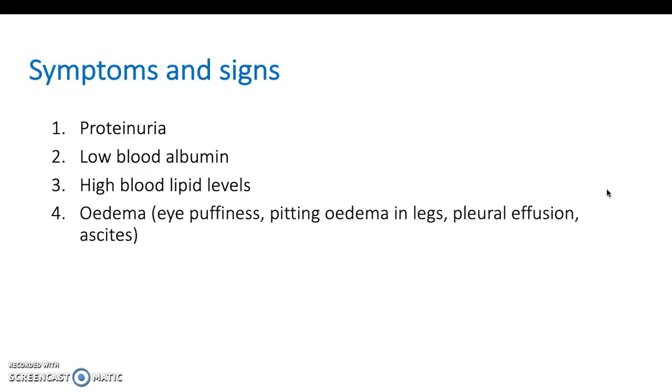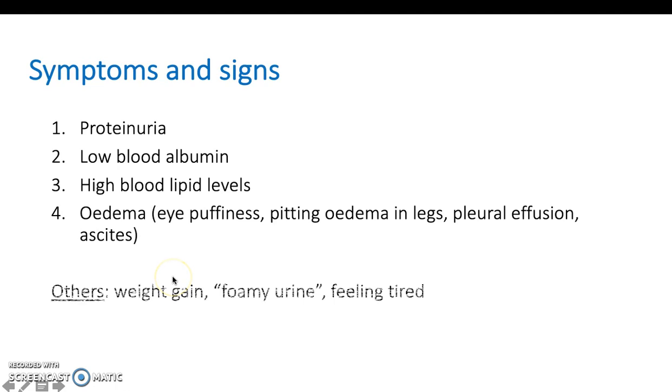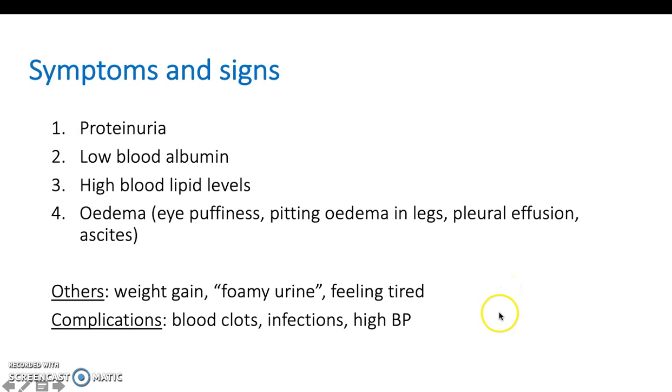So some symptoms and signs, these are the main things you've got to look out for. So protein in the urine, low blood albumin because it's all going out in the urine, high blood lipid levels, and edema. This could show as eye puffiness, pitting edema, pleural effusion, so breathlessness, and ascites. So there are some others to be aware of as well. Weight gain, this is due to the edema. Foamy urine, due to the protein in the urine, and feeling tired. And some complications to be aware of are blood clots, infections, and a high blood pressure.